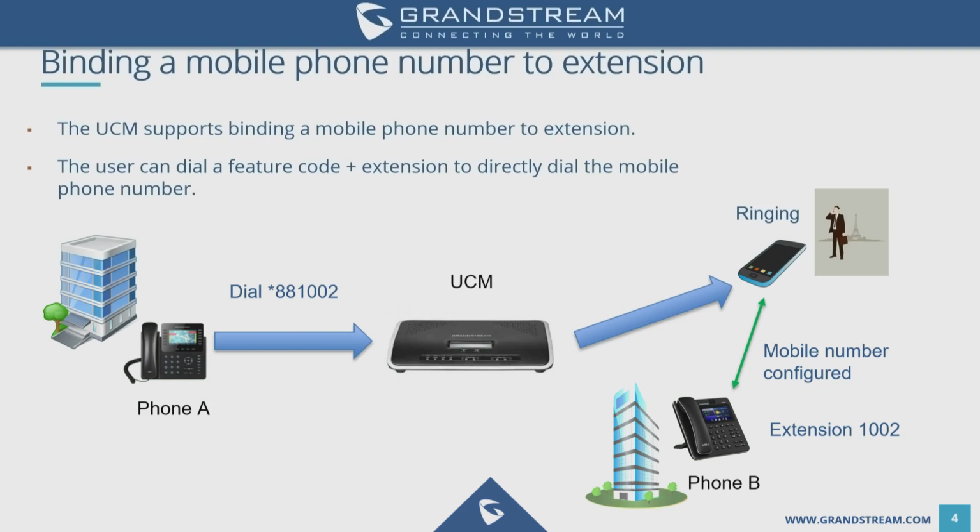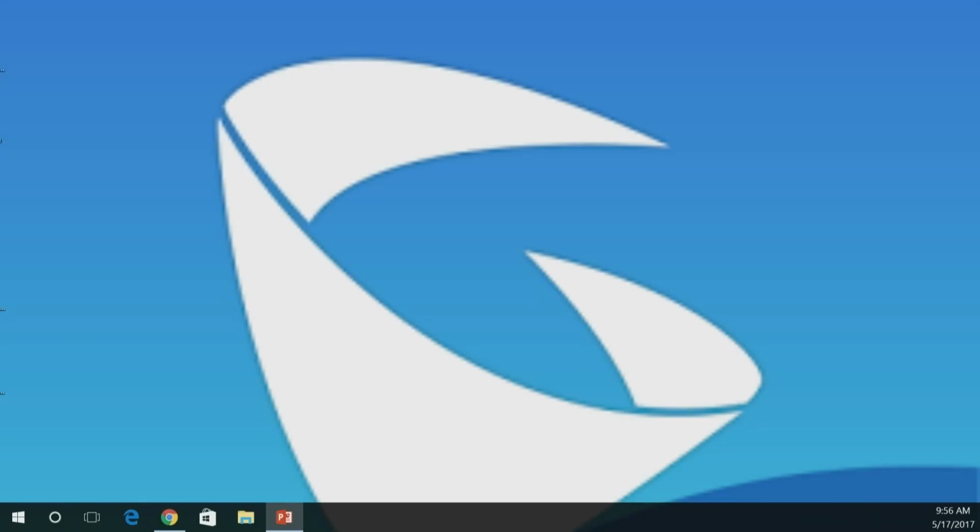So the UCM now supports binding a mobile phone number to an extension, and then the user can dial a feature code plus the extension to directly call the mobile phone number. I can just go back and forth to the web interface. First of all, to get you familiar with the new design of the web interface, and then we will try to retrieve all these features that we're presenting in the PowerPoint, and see where they belong, where you can set them in the web interface.